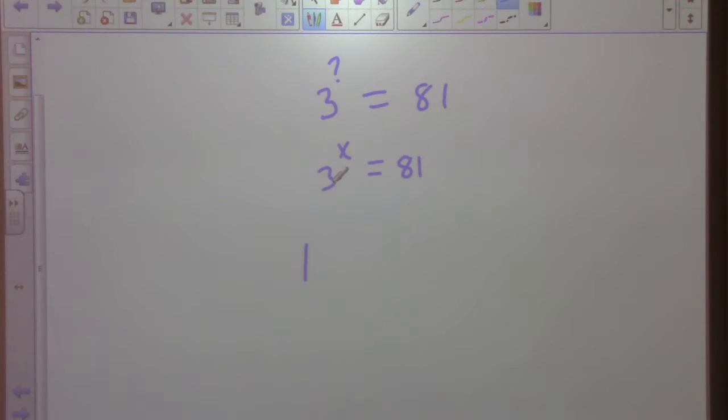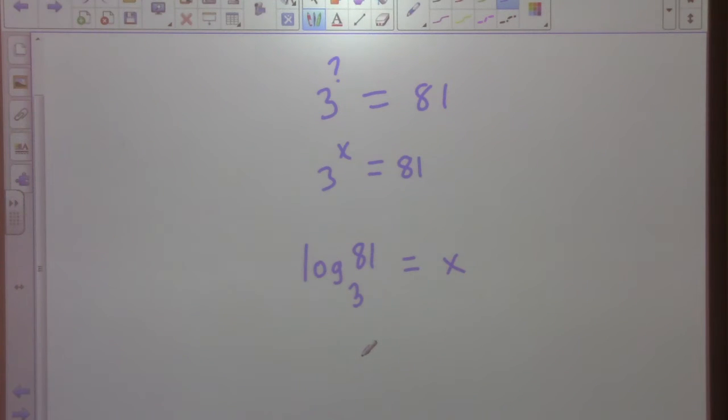3 raised to the power of what equals 81. That's a logarithm. So we can write it like this: log base 3 of 81 is equal to x. So that's what a logarithm is. It's an exponential equation written in a different form. So 3 to the power of what equals 81.